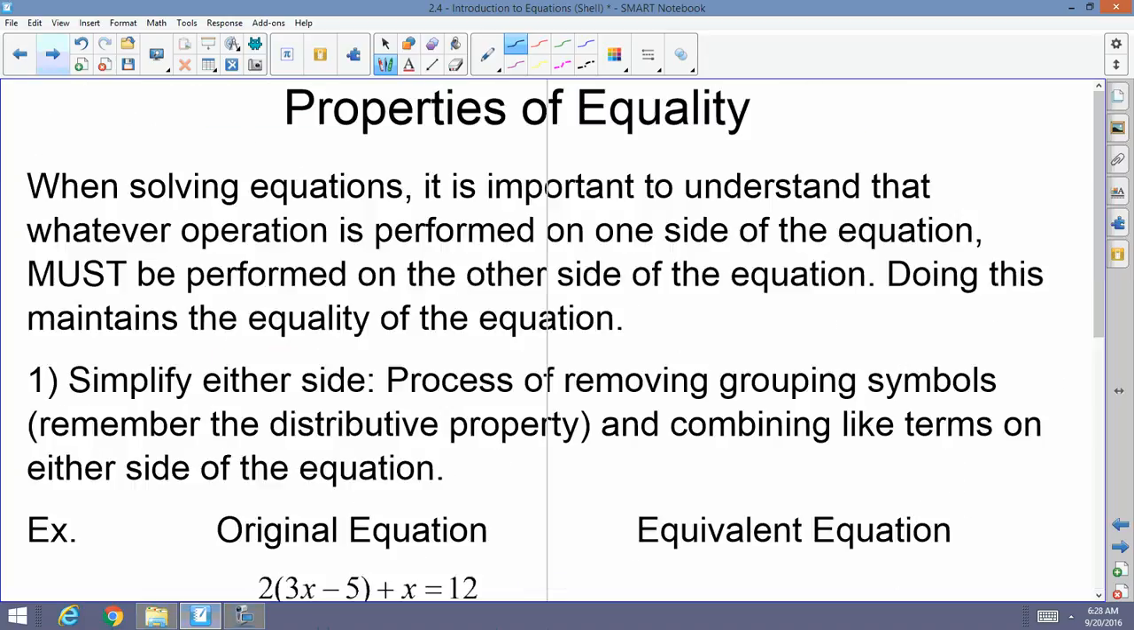Okay, so let's talk a little bit about properties of equality, okay? When solving equations, it is important to understand that whatever operation is performed on one side of the equation must be performed on the other side of the equation. Doing this maintains the equality or the balance of the equation. Think about an equation kind of like bench pressing, okay? When you're bench pressing, picture this. Do you have 100 pounds on the left side of the bar?